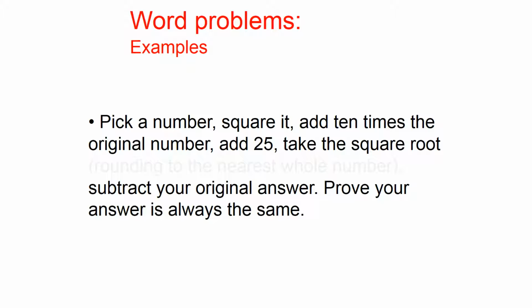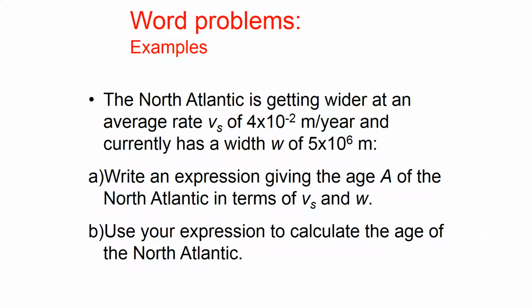Okay, so basically what we're trying to do is take these kind of words and then figure out the maths. Okay, so this is a more kind of earth sciences based example. So I've given North Atlantic is getting wider at a rate of something, and currently has a width of. Okay, so the first question is work out the age of the Atlantic, basically. We've got a spreading rate, and we've got a width. We should be able to get an age.